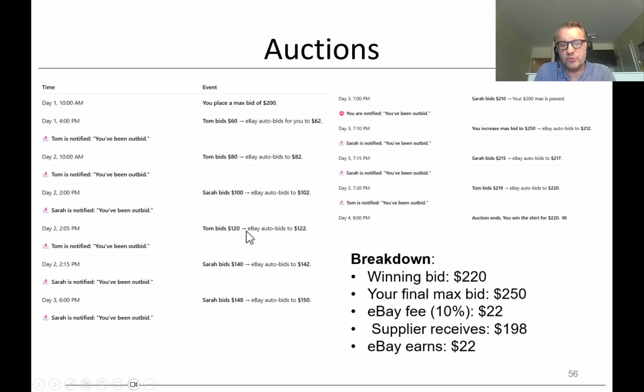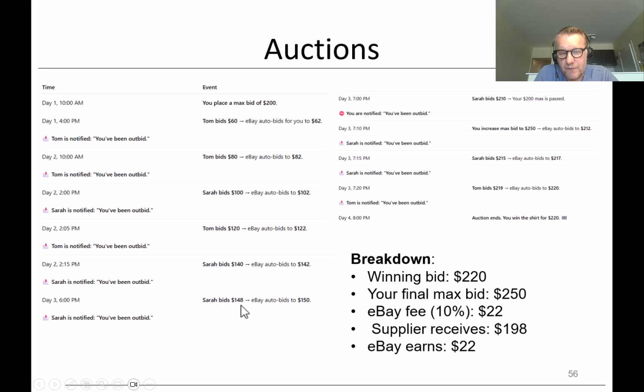Tom bids 120. So Tom is notified, you're being outbid. eBay bids 122, right? So the amount of money that I need to pay again increases. Sarah bids 140. So again, Sarah is notified, you've been outbid, but I have to pay more. Now I have to pay already 142.